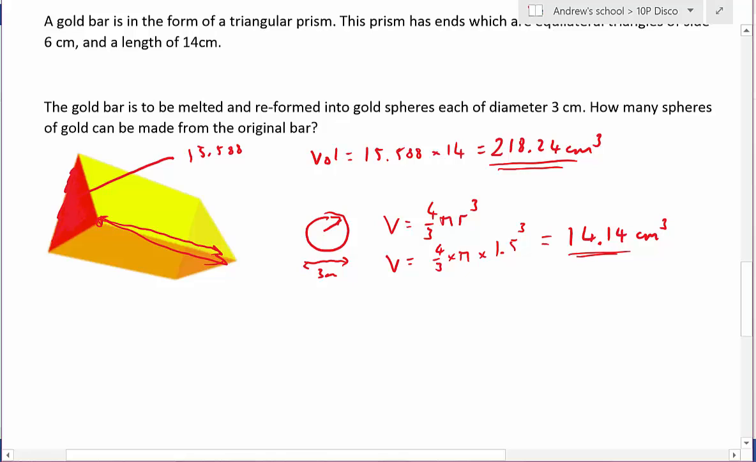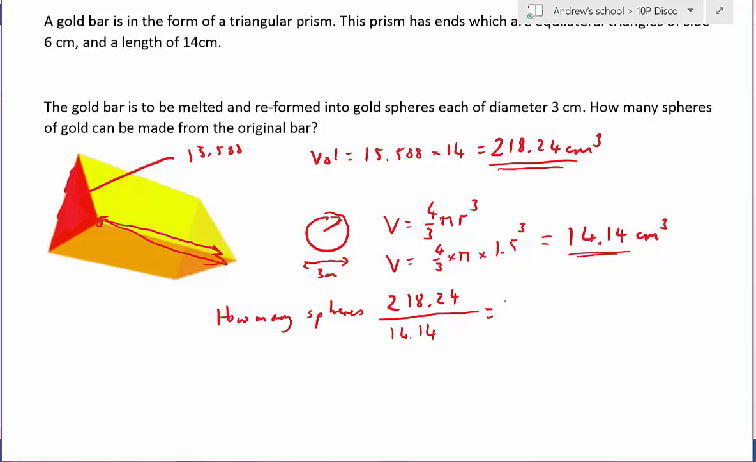So if we've got 218 centimeters cubed of gold, and each sphere takes up 14 centimeters cubed of gold, how many spheres can we get? So we need to divide the volume of the gold ingot, 218.24, by the fact that one sphere is 14.14, and clearly we should have something in the order of 15 of these, and indeed the answer is 15.43. So I suppose the technical answer is we can get 15 spheres out of this gold ingot.